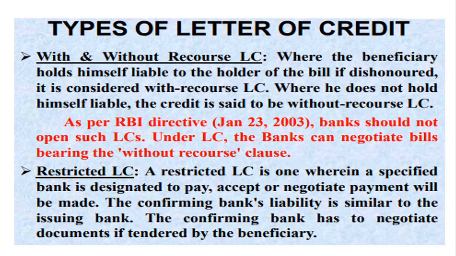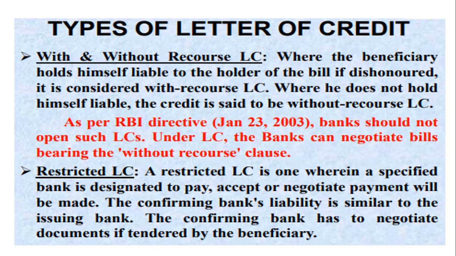So another type is with or without recourse LC. Here it is quoted that in case something goes wrong, which is also called dishonoring, when the beneficiary holds himself liable to the holder of the bill if dishonored, it is considered with recourse. Where he does not hold himself liable, the credit is said to be without recourse. Now what is happening here?